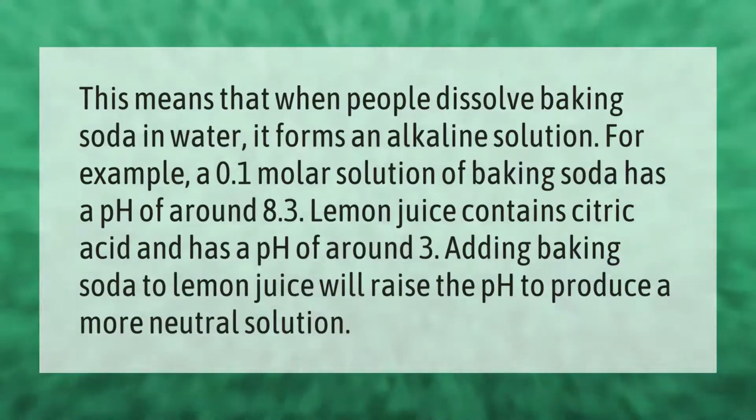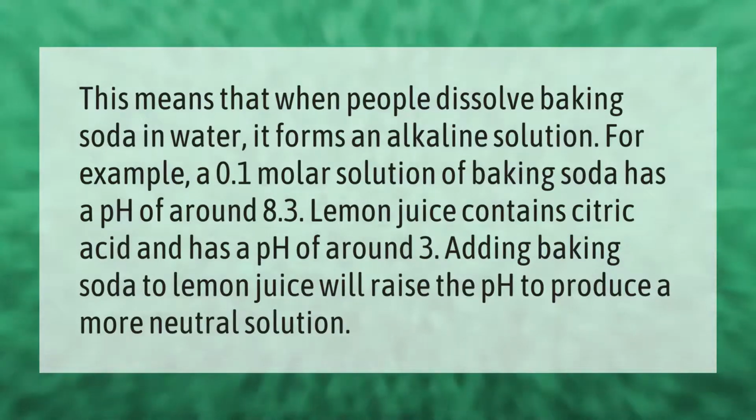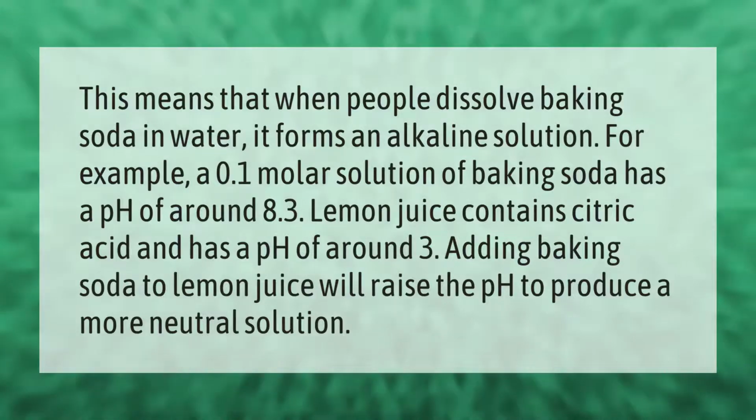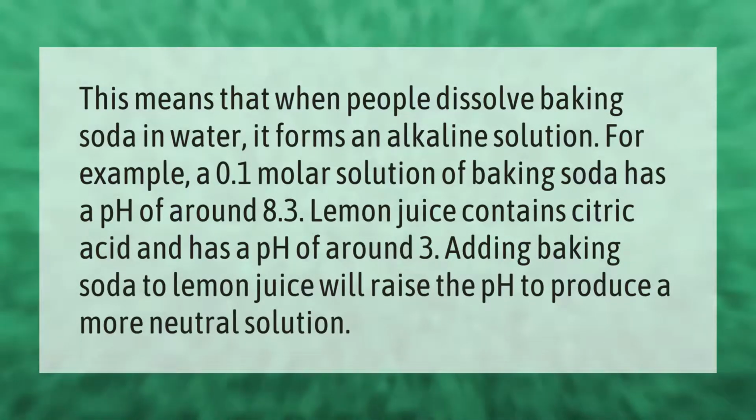This means that when people dissolve baking soda in water, it forms an alkaline solution. For example, a 0.1 molar solution of baking soda has a pH of around 8.3. Lemon juice contains citric acid and has a pH of around 3. Adding baking soda to lemon juice will raise the pH to produce a more neutral solution.